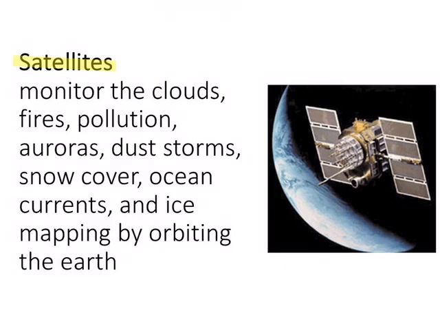And these are satellites, which can be used to monitor clouds, pollution, fires, ocean currents, and ice, and they orbit the Earth. Hopefully you remember they orbit the Earth in the thermosphere or even the exosphere, and they can be used to send data back to Earth about the weather.